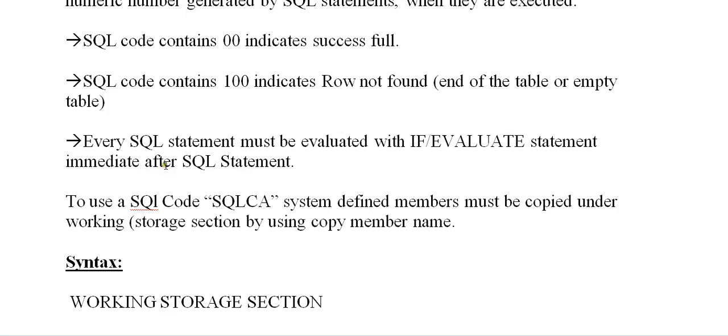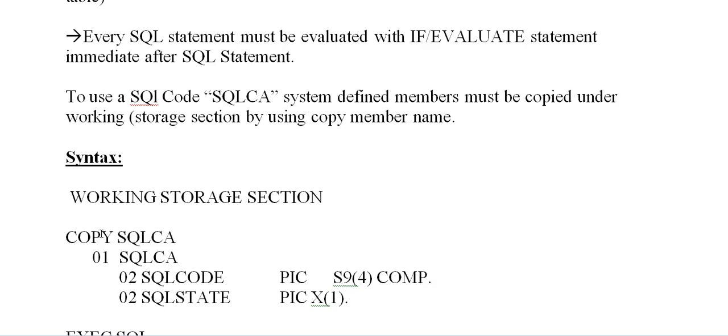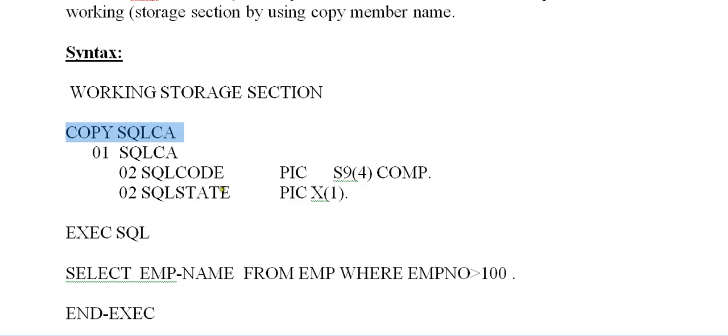The important point over here is that every SQL statement must be evaluated with an IF or EVALUATE statement immediately after your SQL statements. To use SQLCODE, we have a system defined member, SQLCA, that needs to be copied under the working storage section. Let's see in syntax how we code it. In the working storage section, you just have to say COPY SQLCA and define the variables. These are extracted from this copybook.